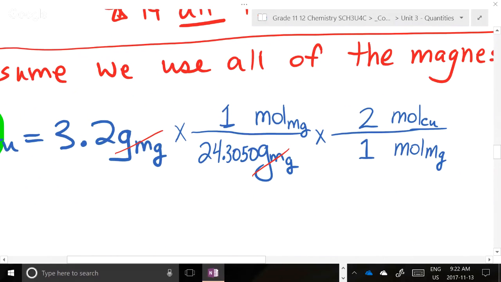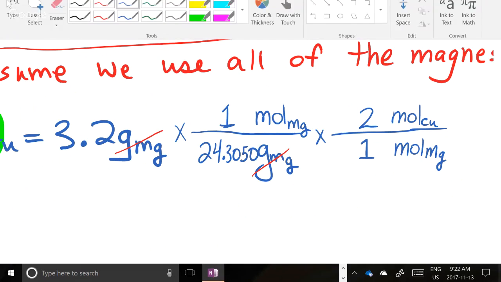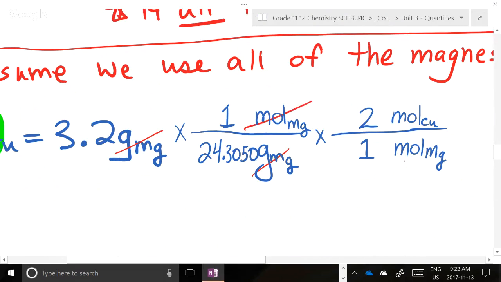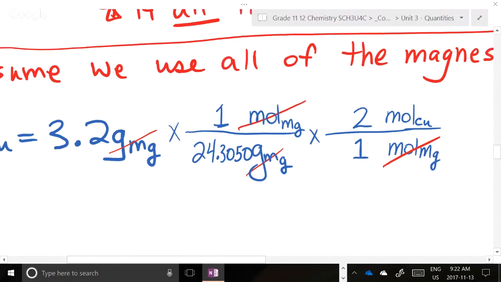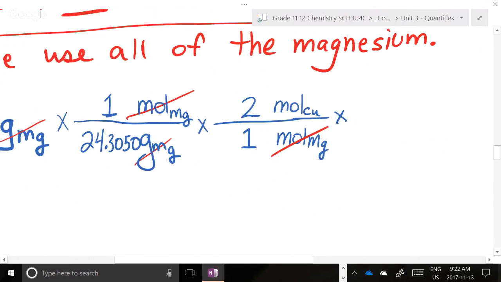Once we figure out how many moles of magnesium we have, we know that for every mole of magnesium we use, we make 2 moles of copper. If I stopped calculating now, what would I know? Yeah, I'd know how many moles of copper get made. Is that the question? No, the question is how many grams of copper. So yes, what's my next step?